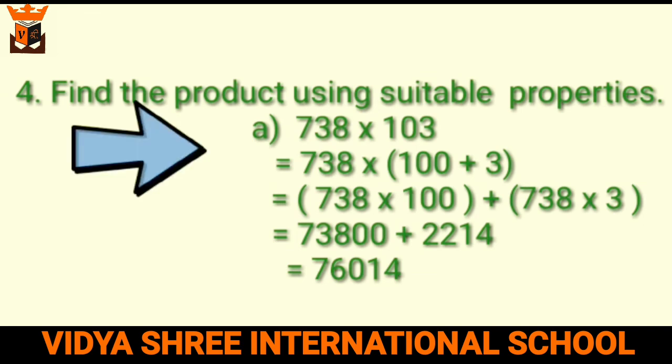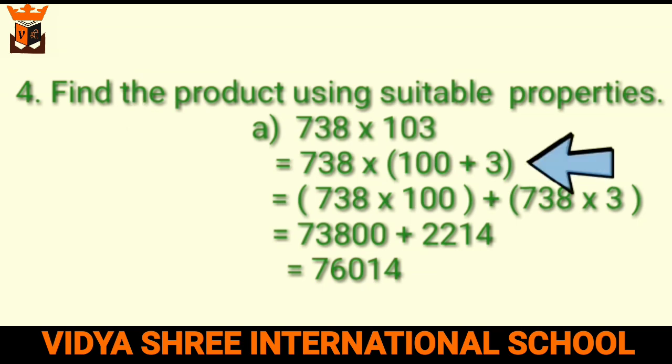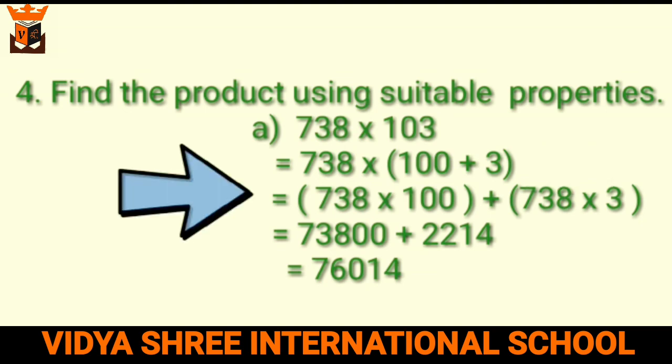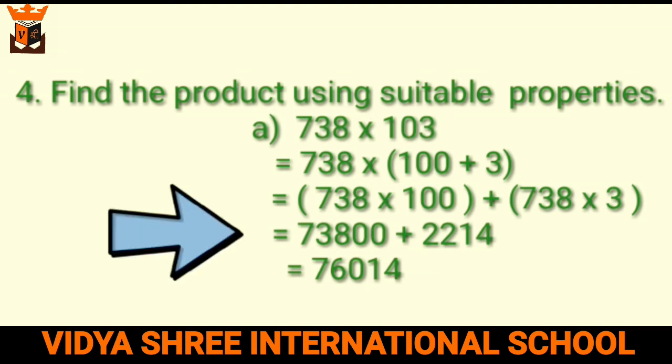Fourth question is find the product using suitable properties. First part is 738 multiply with 103. We can expand the number 103 as 100 plus 3. From here we get the distributive property of multiplication over addition. So we can apply that property. It will be 738 multiply with 100 plus 738 multiply with 3. We will get 73,800 plus 2,214, which is equal to 76,014.